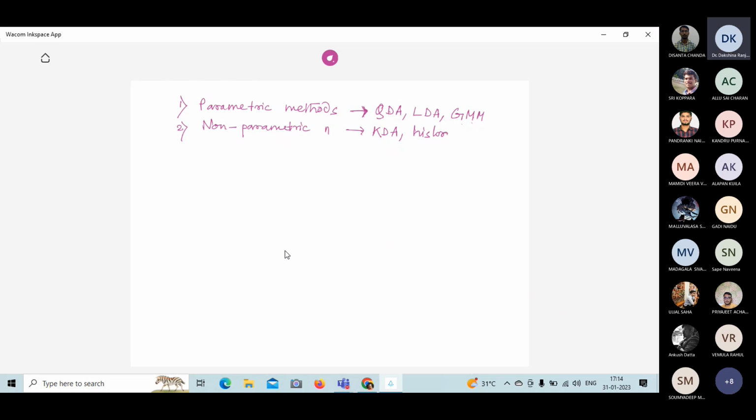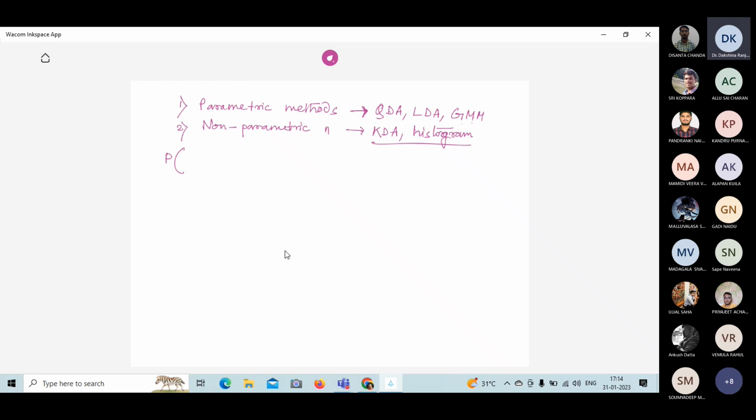We can have the histogram method. So these two are the popular non-parametric likelihood methods. Now let us consider the likelihood function again.